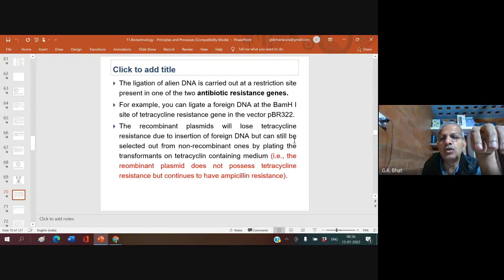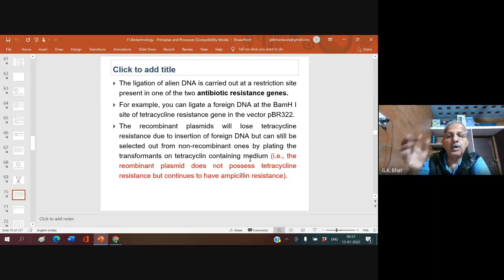The recombinant plasmids will lose the tetracycline resistance due to insertion of foreign DNA. So what will happen? These bacteria with the recombinant DNA are going to die, but can still be selected out from non-recombinant ones. What are the non-recombinant ones? Those without DNA ligated to their antibiotic resistance gene, by plating the transformants on tetracycline containing medium.